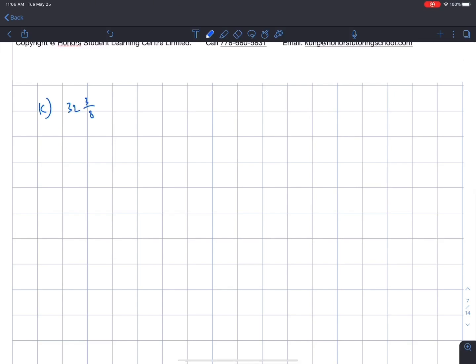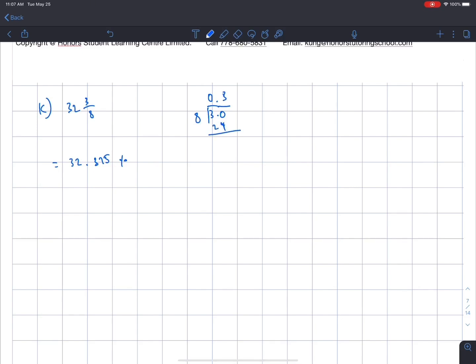$32 and 3/8 is the same as 32 and, so 32.375. 3/8 is just 0.375. So I've kind of memorized these fractions already. But you can also do a long division here. 8 goes into 3 0 times. 8 times 3 is 24.